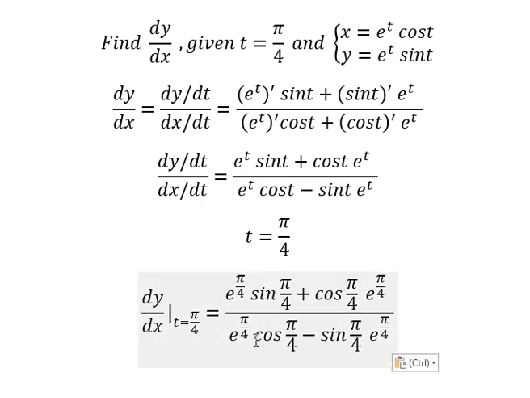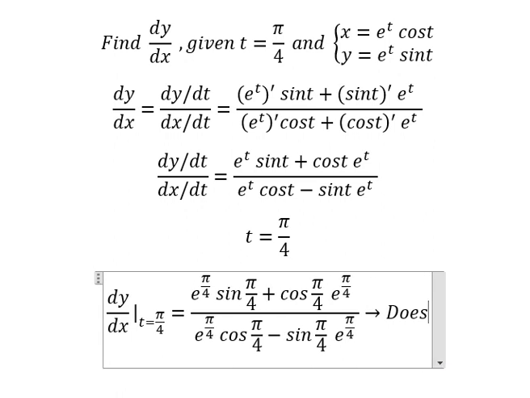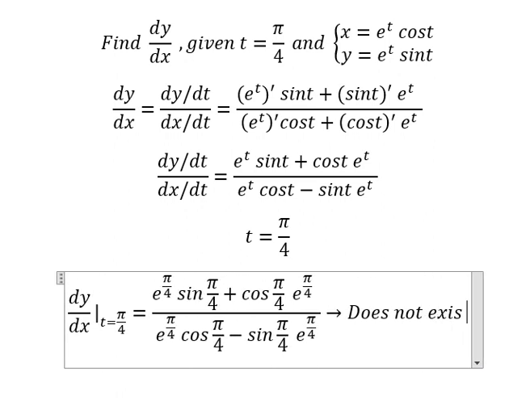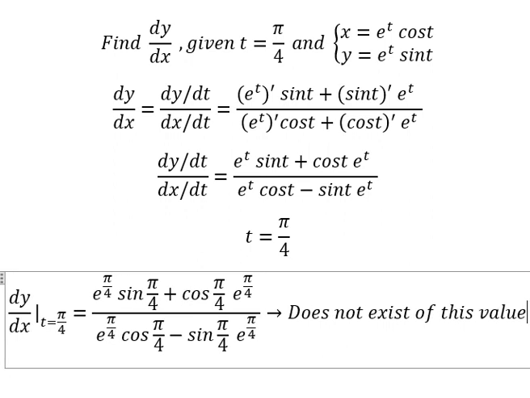So if we put pi over 4, we can see that this one equals number 0. That means this number divided by number 0, you will see that this one does not exist, the value of this, when t equals pi over 4.